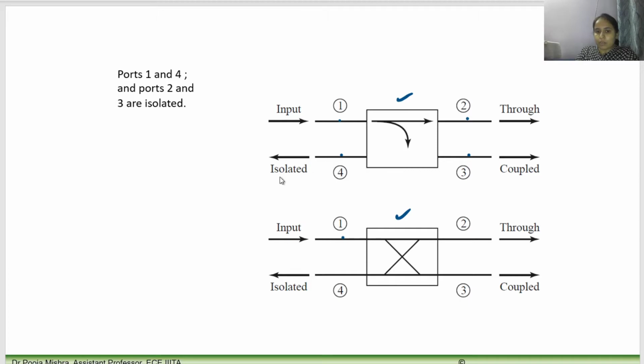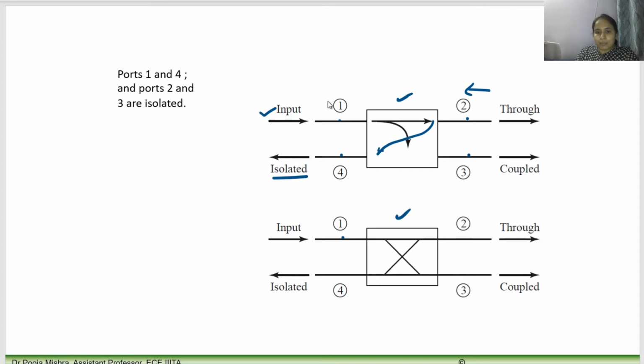Port 4 is called the isolated port. You are sending a signal from port 1, that's why it is called the input port. Port 2 is the through port, while port 3 is the coupled port, because the power from the primary waveguide is coupled from primary to secondary waveguide. Similarly, if you send the signal from port 2 to port 1, it will be coupled to port 4, while there will not be any power coupled into port 3.